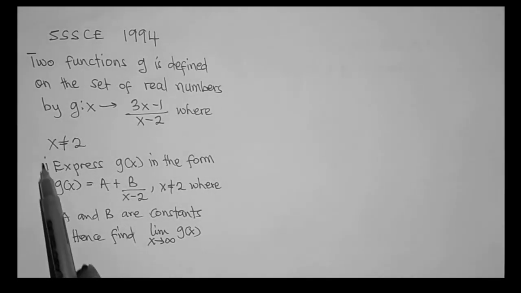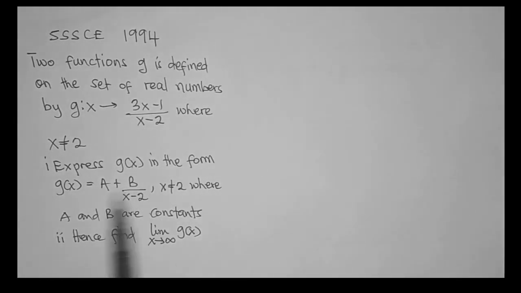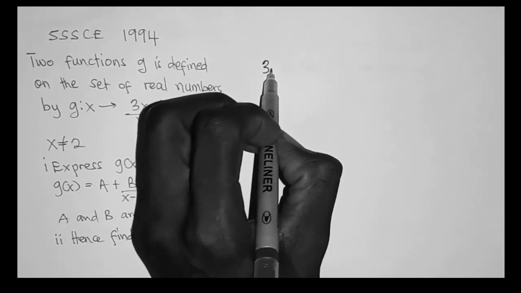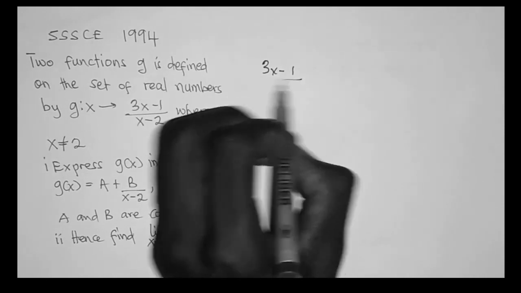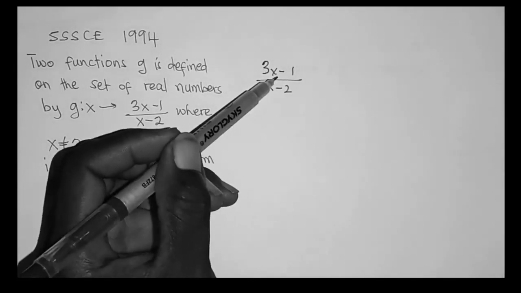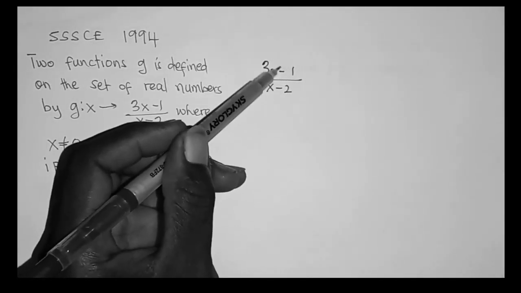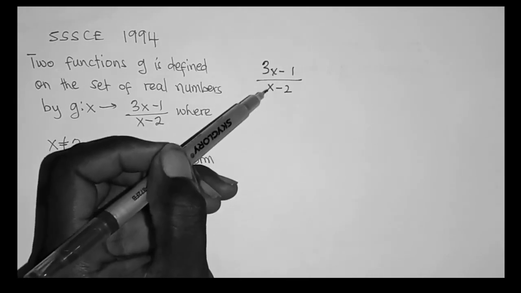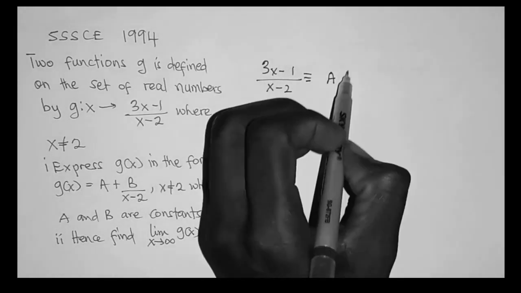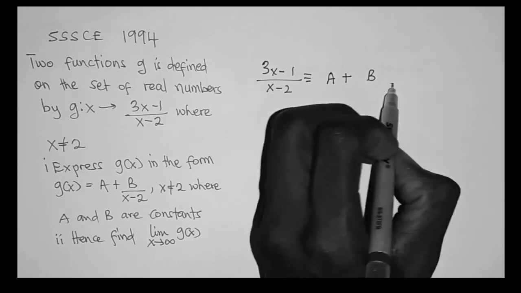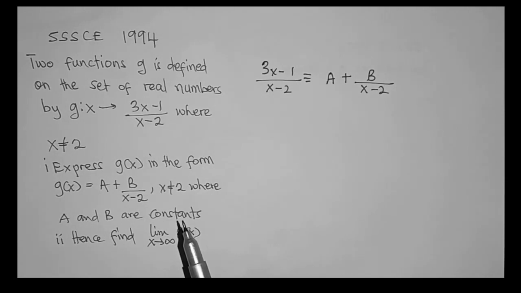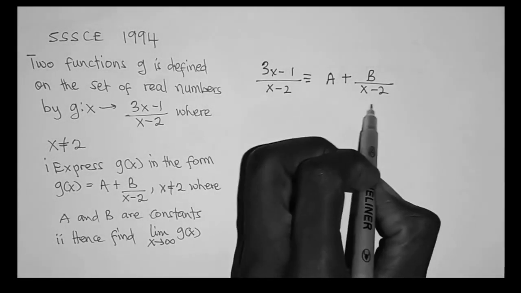So you see that in the first part, they want us to express this function in partial fractions. So the function is 3x minus 1 divided by x minus 2. So in partial fractions, since the degree here is 1 and the degree here is 1, it will be equivalent to a certain constant, let's say a plus b over x minus 2, according to partial fractions. So let's find the LCM.